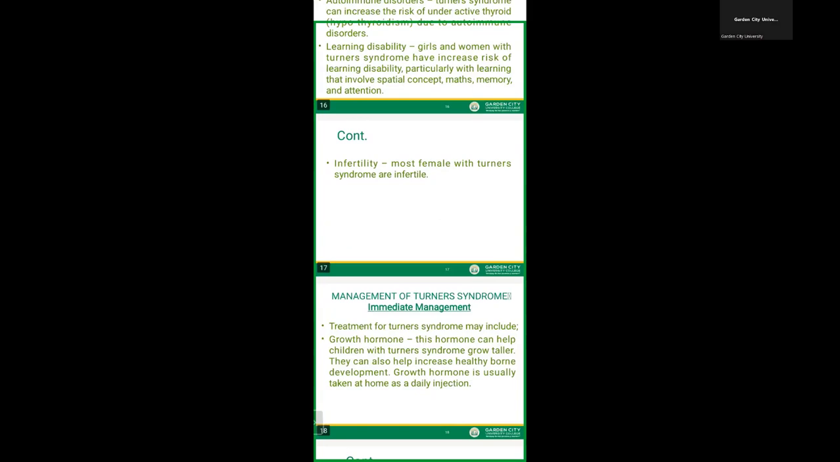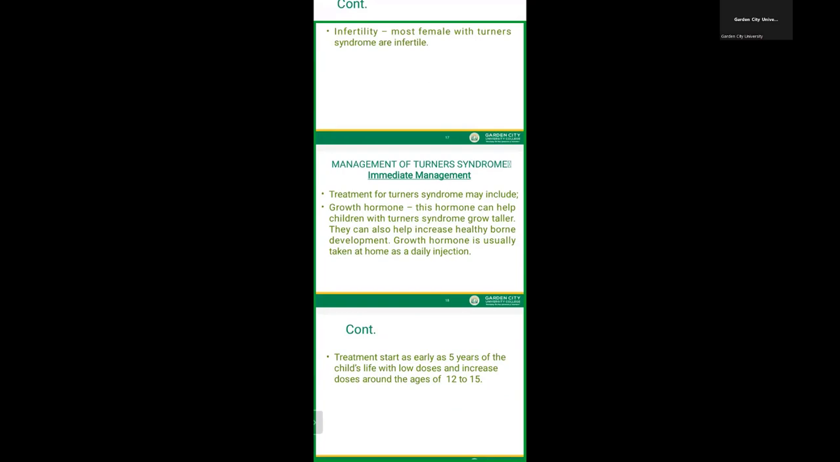So we have management of Turner syndrome, like the immediate management when the baby is born. This baby has most of the body systems not functioning properly, talking of the kidneys, the liver, the heart, and all those things. So immediately the baby is born, these babies' growth hormone is insufficient. So we have to supplement their growth hormone by giving them artificial injections. And the treatment starts as early as 5 years of the child's life with low doses, and increased doses around the ages of 12 to 15. Otherwise, their growth will be stagnated.